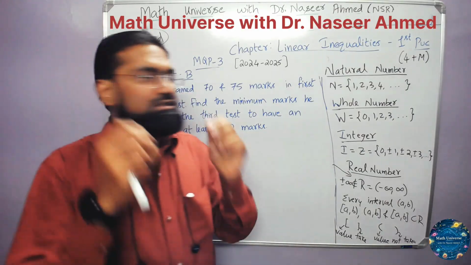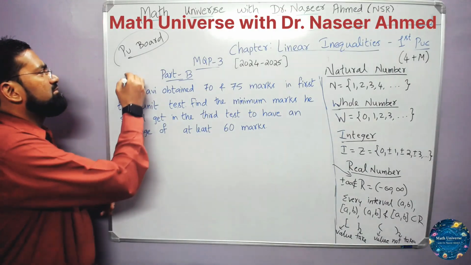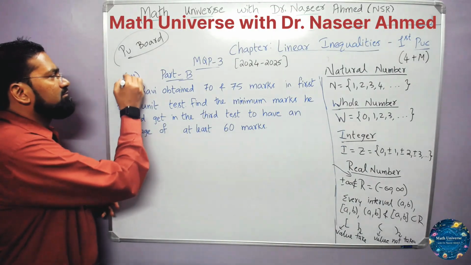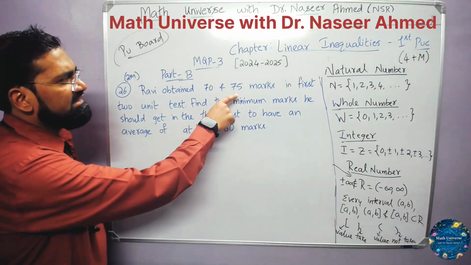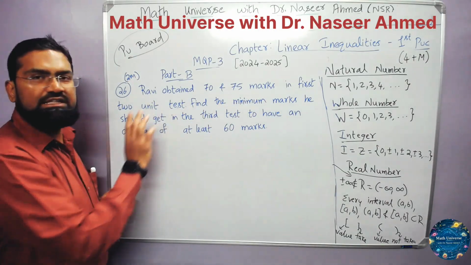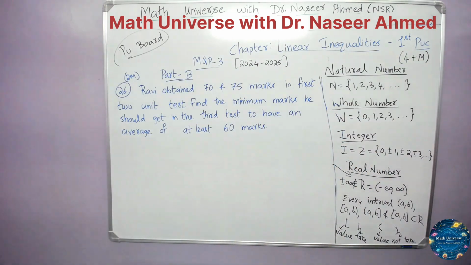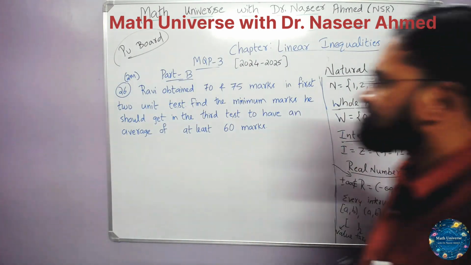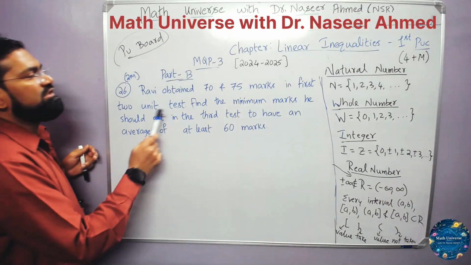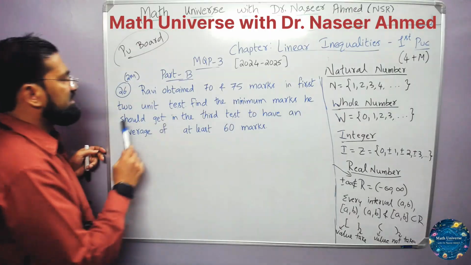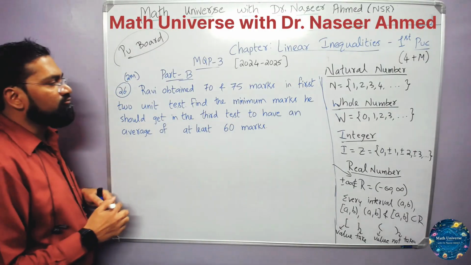Yes, dear students, let us move on to the last problem of this chapter. And again, this has come in 2 marks. Question says, Ravi obtained 70 and 75 marks in the first 2 unit tests. Find the minimum marks he should get in the third test to have an average of at least 60 marks.